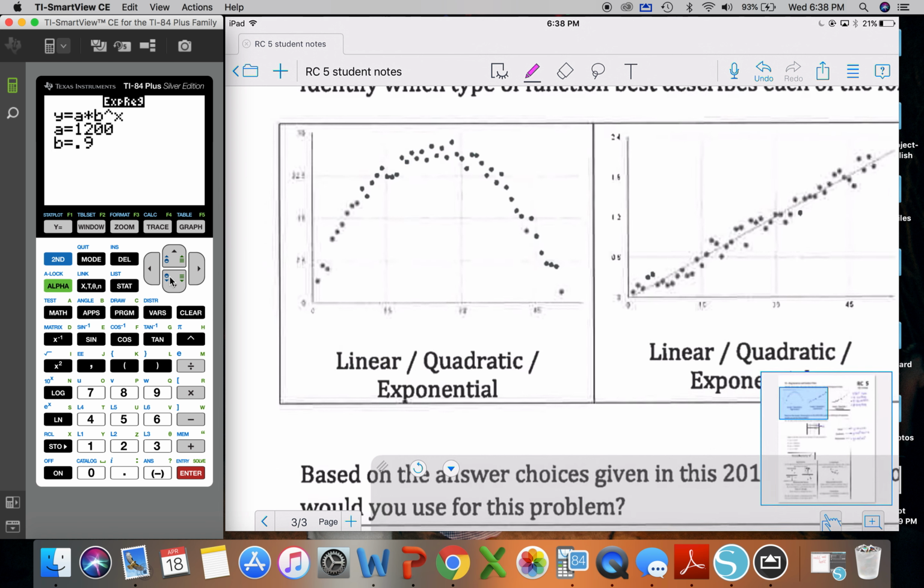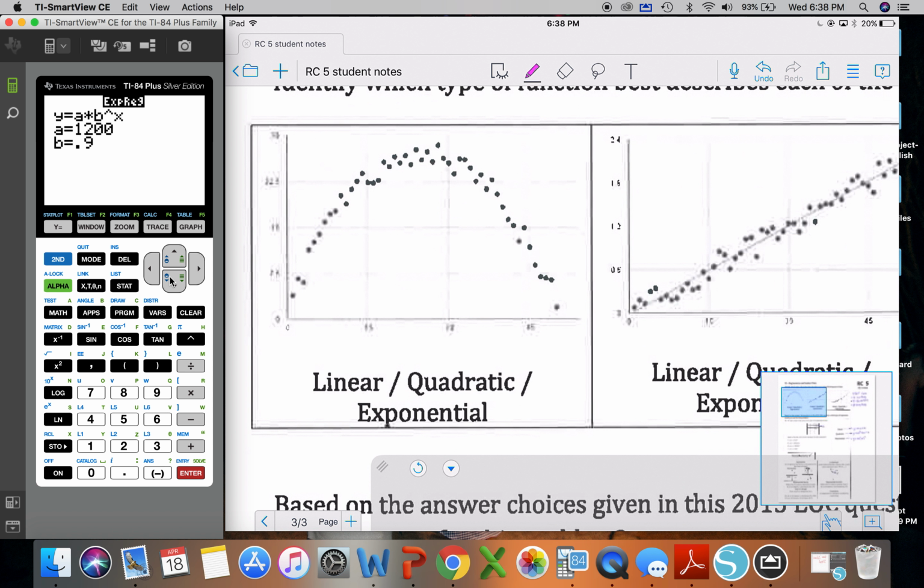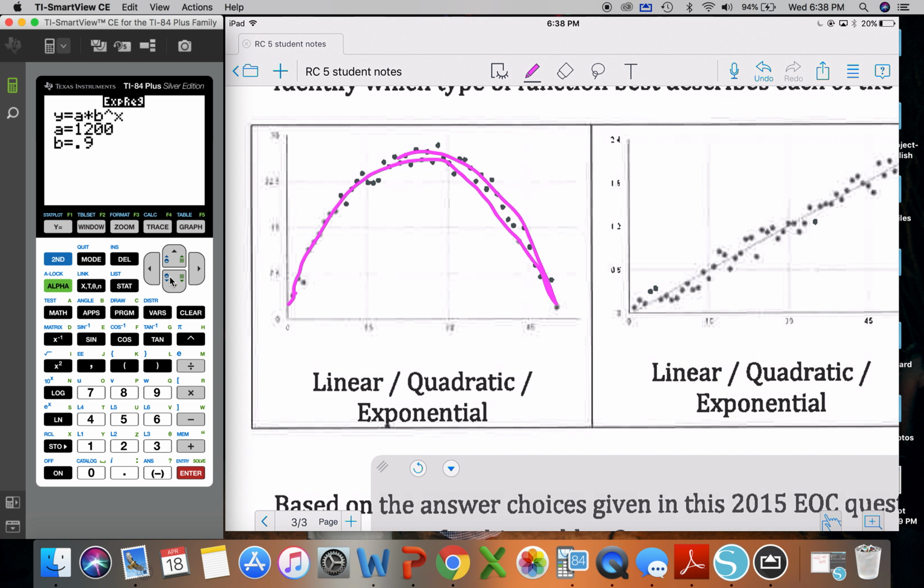So in this first example, they ask us to identify which function best describes each of the following. So we know with regressions, they don't make a nice pretty line, so we just kind of draw some lines in between them. This one looks like an upside down U, and that U reminds us that it's quadratic. So this would be a quadratic function.